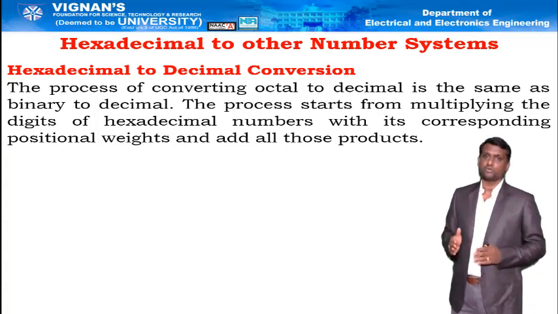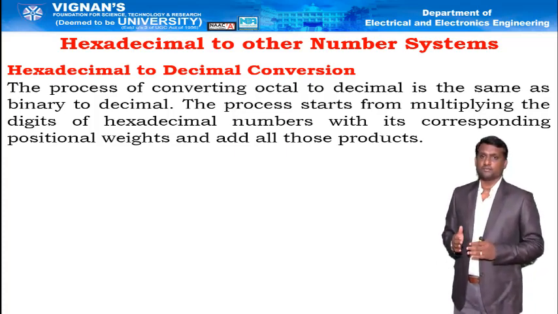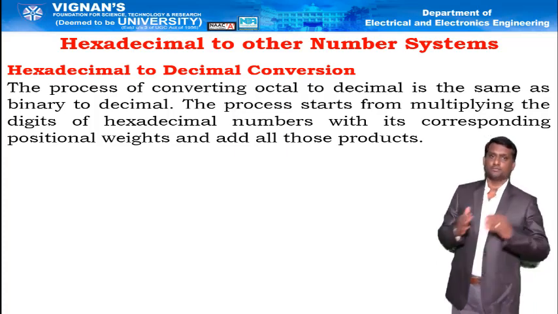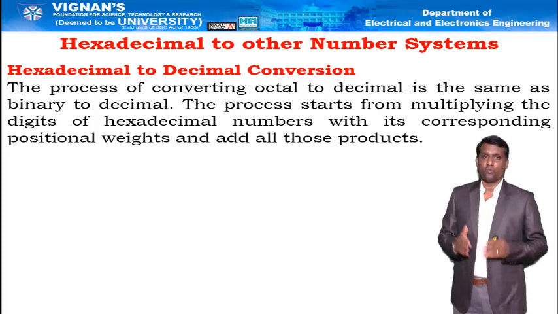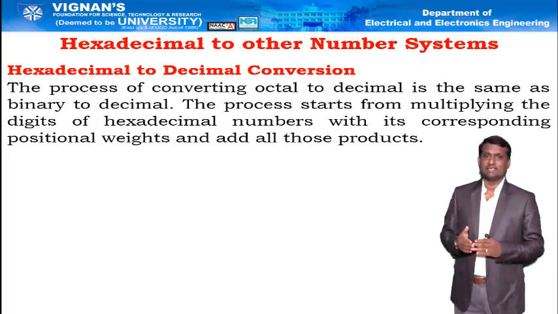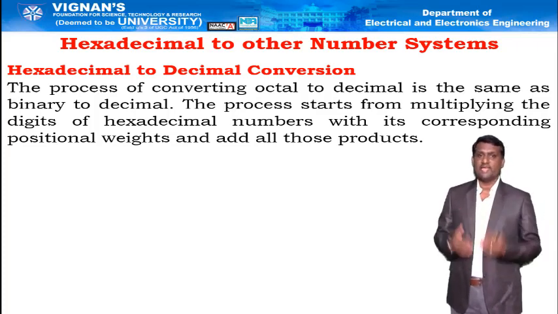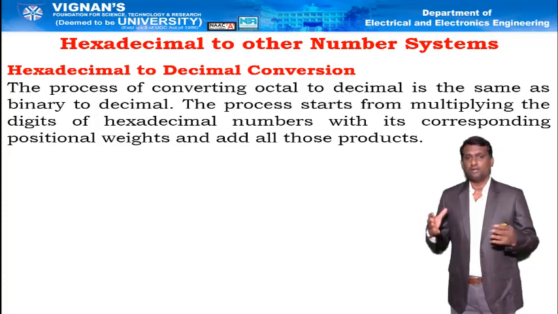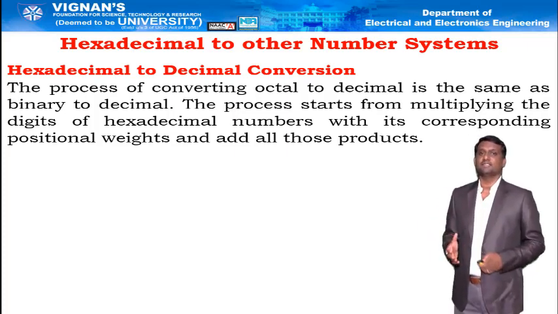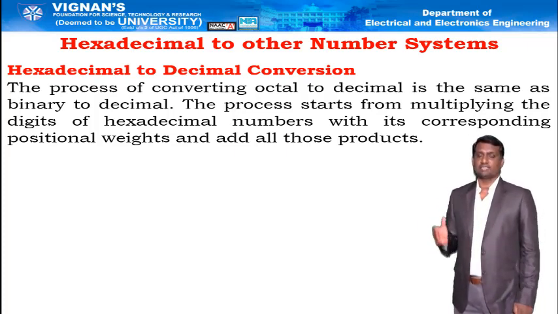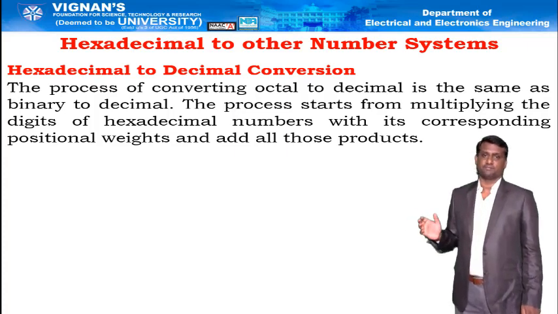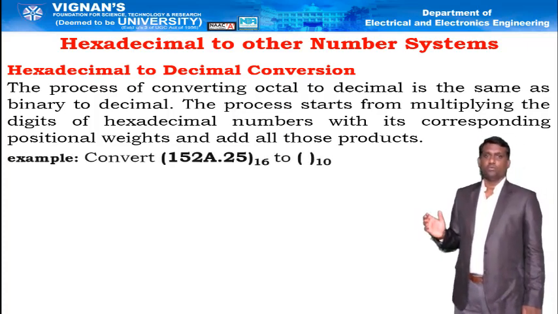So here also, in order to convert hexadecimal to decimal, we have to multiply each digit with its corresponding positional weight and add all those products, then we will get the equivalent decimal for a given hexadecimal number. We will see this with an example.